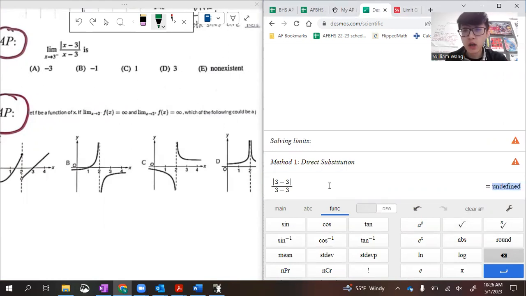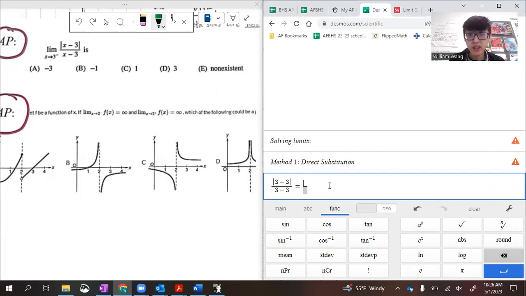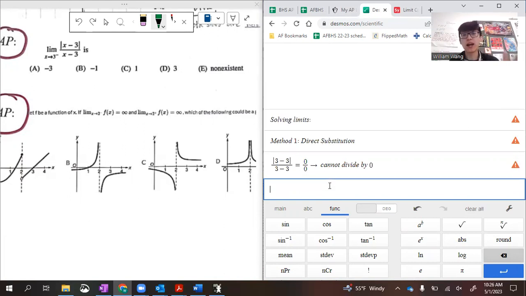It's undefined. Well, the issue is that this gives me a 0 divided by 0 answer. Am I allowed to do that? No. Cannot divide by 0. Okay, so I cannot do method 1.